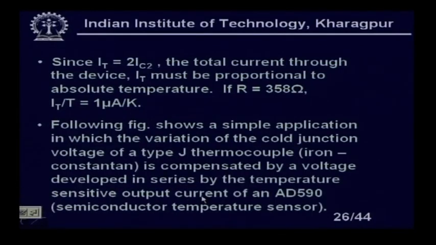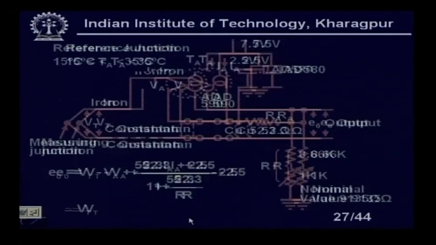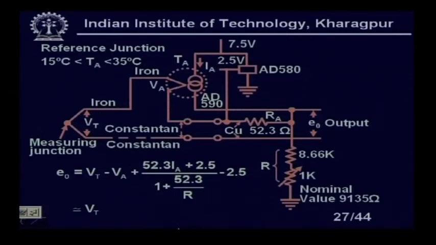The following figure shows a simple application, where the variation of the cold junction voltage of the type J thermocouple, iron constantan, is compensated by a voltage developed in series by the temperature sensitive output current of the AD590. This is a very common circuit used in all laboratories and industries. The temperature range is minus 15 degree centigrade to 350 degree centigrade. You see this cold junction is very close to the AD590. This cold junction temperature may vary, and this is my measuring junction and this is my cold junction.